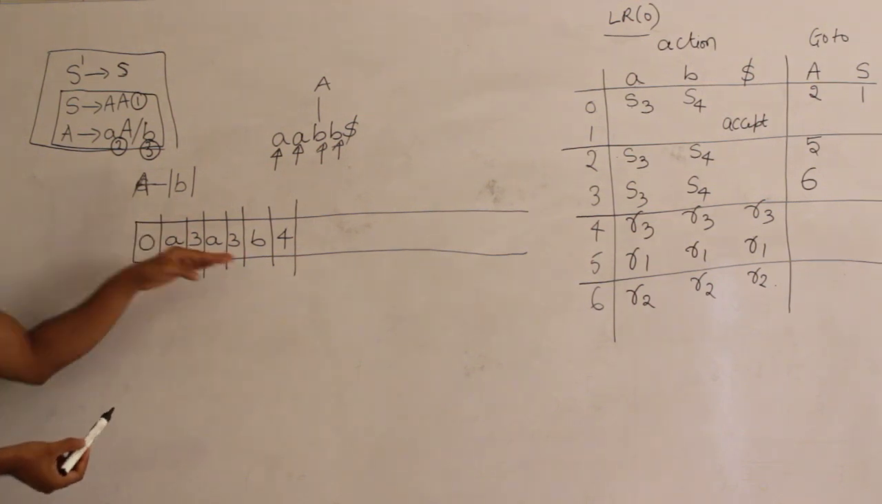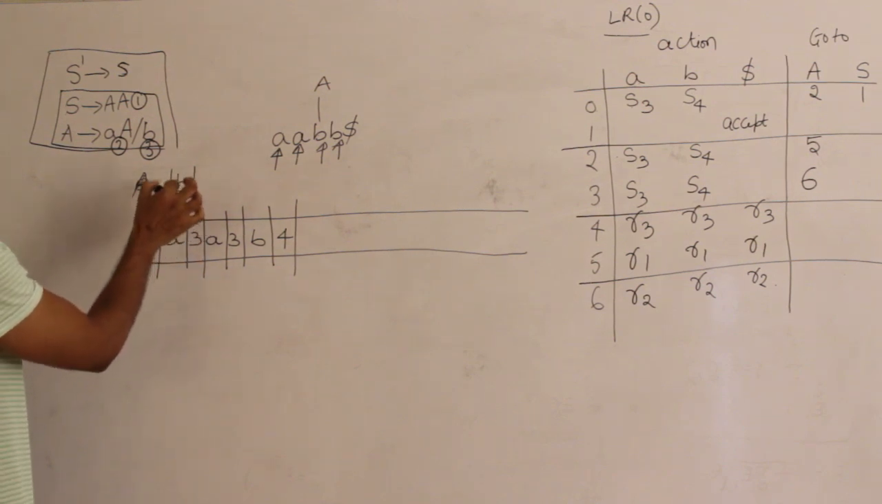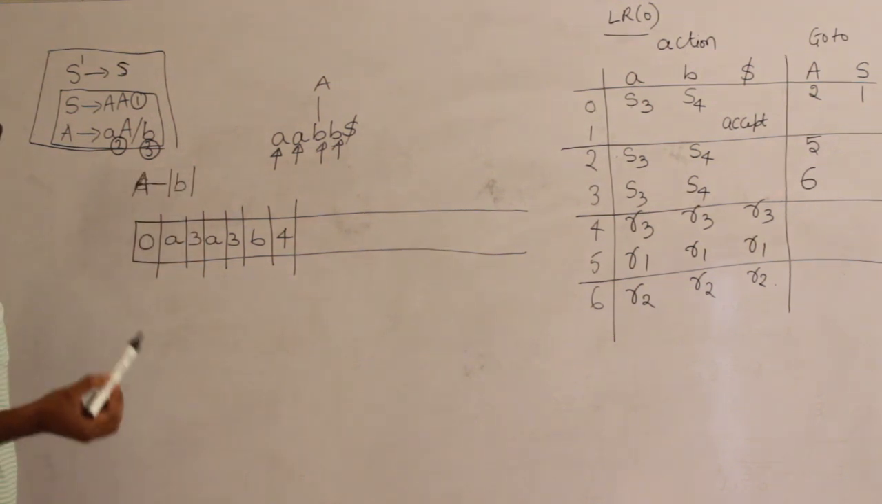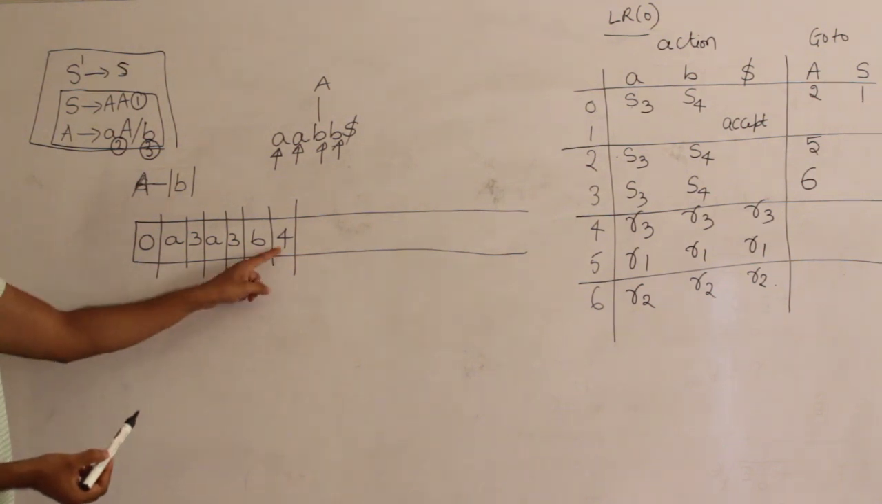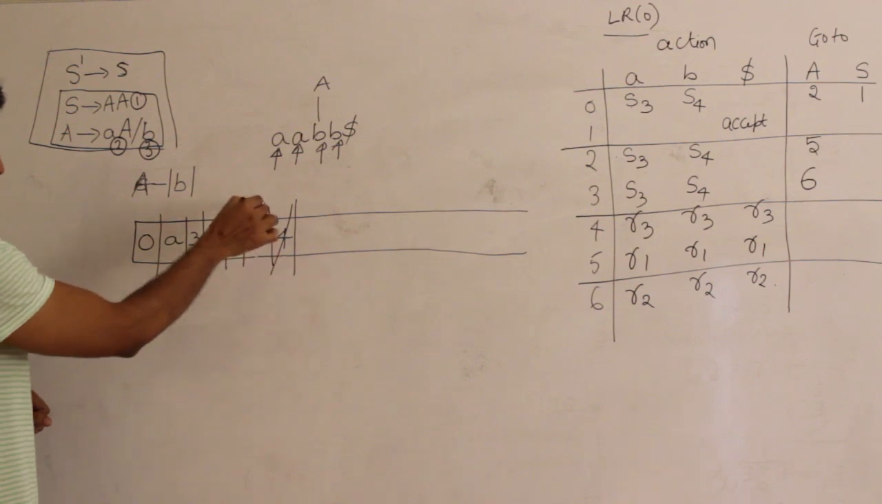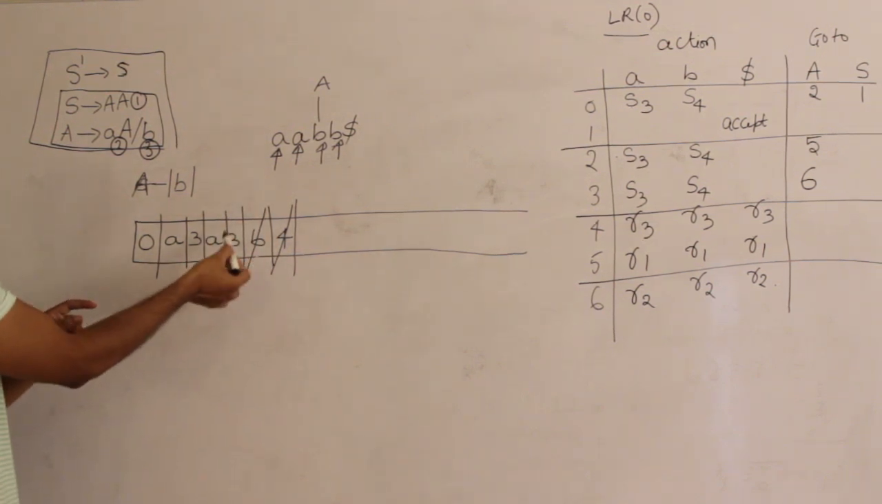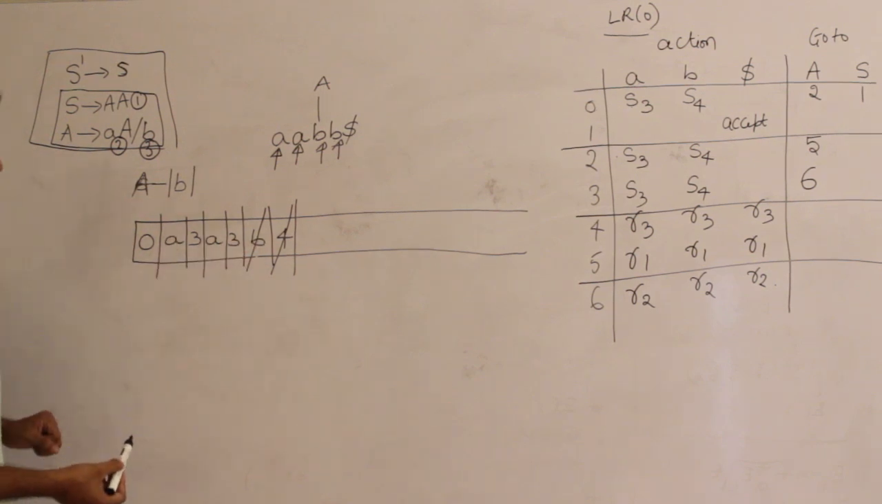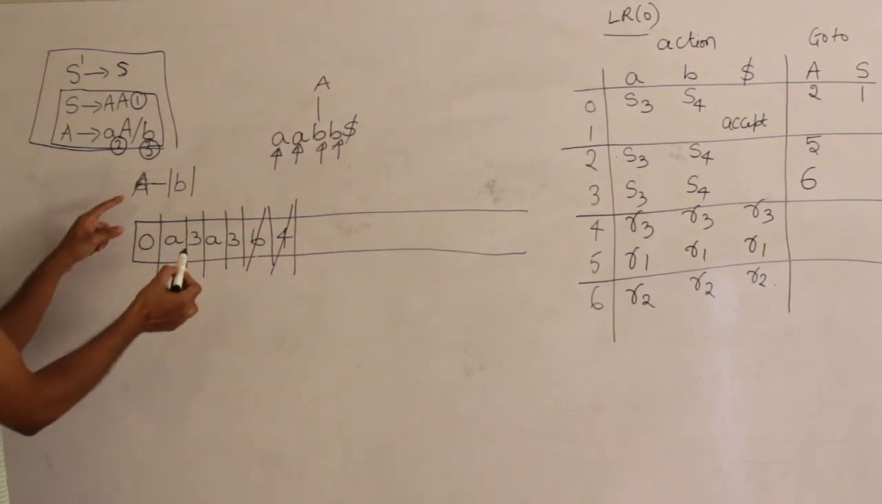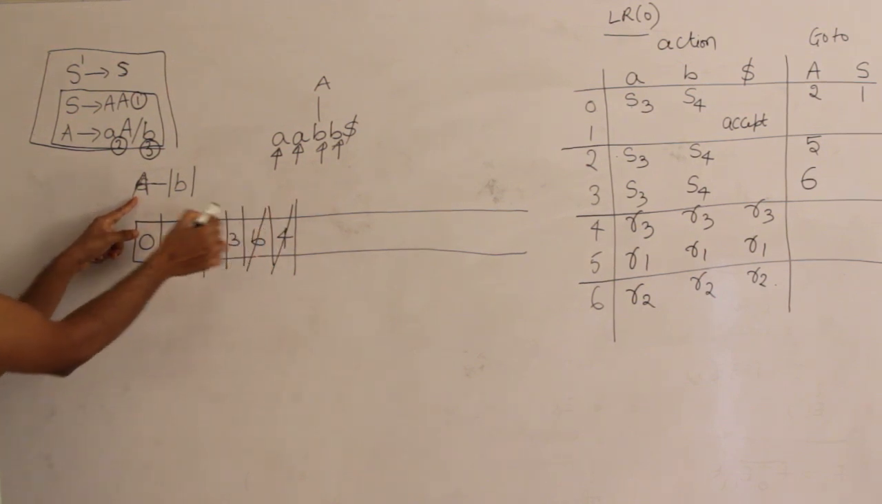Therefore you have to actually pop off 2 symbols from the top of the stack. If the size of the right hand side is, let us say x, then you have to pop off 2x symbols from the stack. The reason is, if you have to pop off b, you have to pop a state also. If you have to pop off a, then you have to pop off 2 state numbers. That is why.